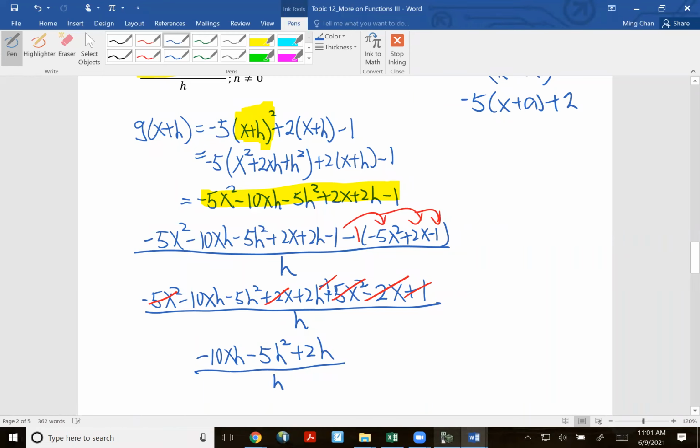So now this is not that bad, because the greatest common factor in my numerator is h. If I factor h out, then negative 10x minus 5h plus 2 will be in the parentheses over h. So now the h can cancel out. My answer will just be negative 10x minus 5h plus 2. All right, so it looks kind of messy at the beginning, but a lot of things will cancel out.